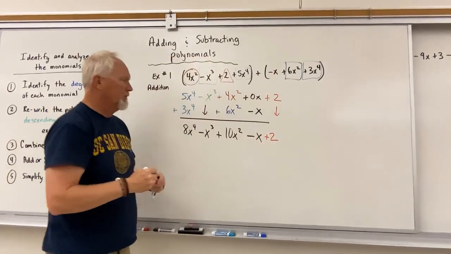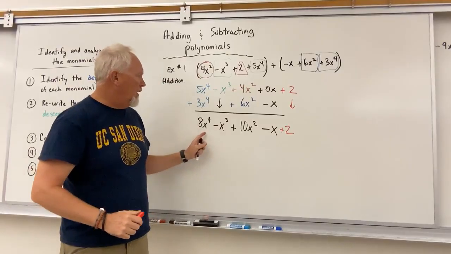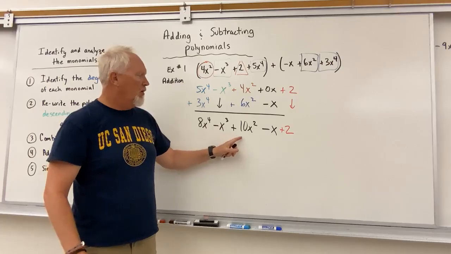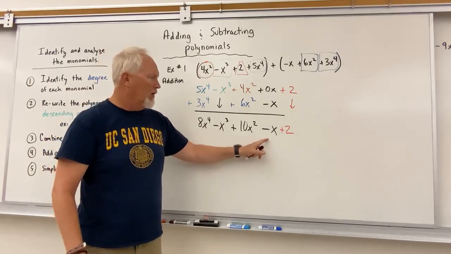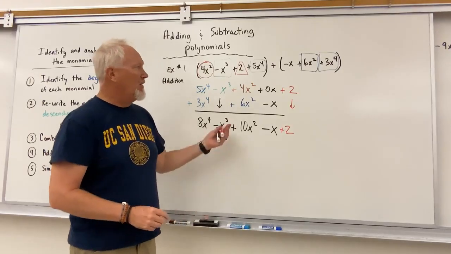and go plus 2. So our final simplified answer would be 8x to the 4th plus x cubed plus 10x squared minus x plus 2 as our constant. And that's how we add.